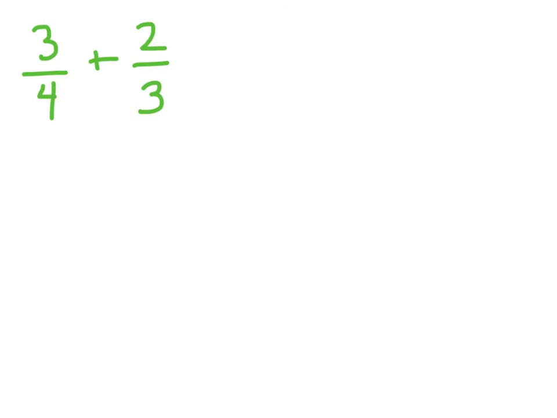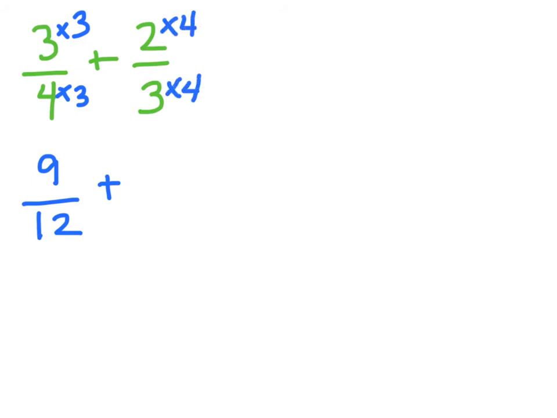Our first step is to convert 3/4 to an equivalent fraction where 12 is our denominator. So in order to get that, we need to multiply both the numerator and our denominator by 3. Our equivalent fraction is 9/12. We need to now convert 2/3 to an equivalent fraction with a denominator of 12. So we'll need to multiply both the numerator and the denominator by 4, giving us 8/12.